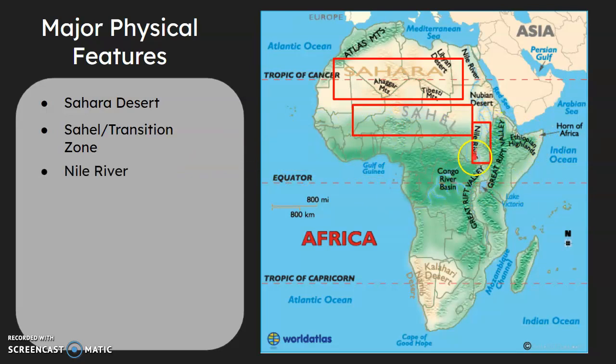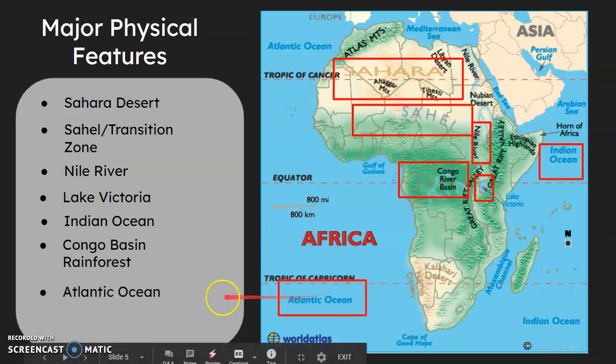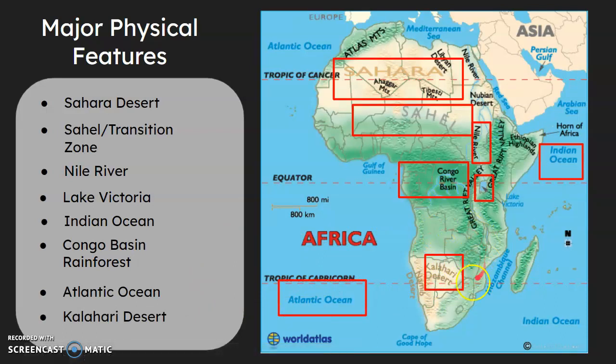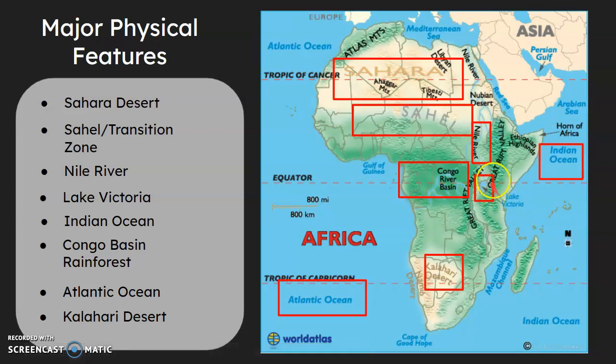We have, of course, the Nile River, the longest river in the world. We have Lake Victoria, the Indian Ocean on the east, the Congo Basin rainforest area, the Atlantic Ocean on the west, and we have the Kalahari Desert in the southern region of Africa. There are many, many more physical features, but these are just some of the main ones.